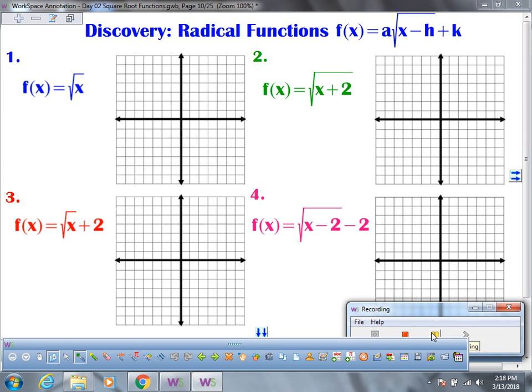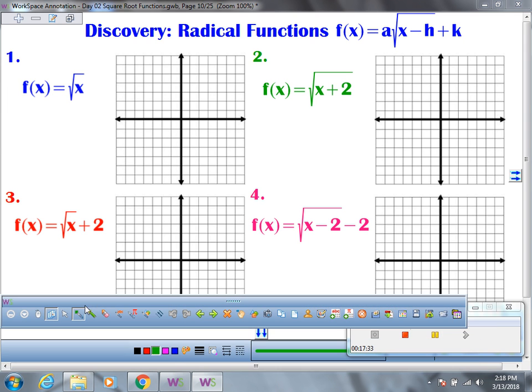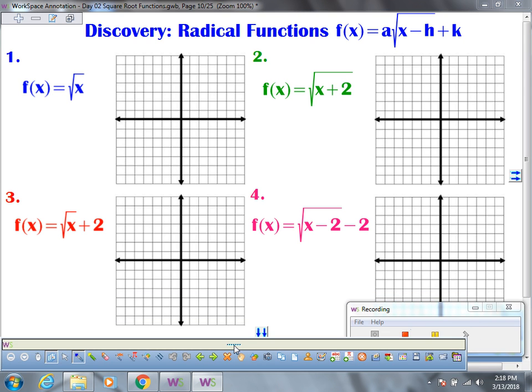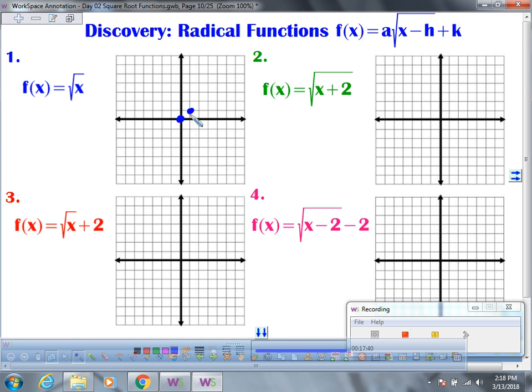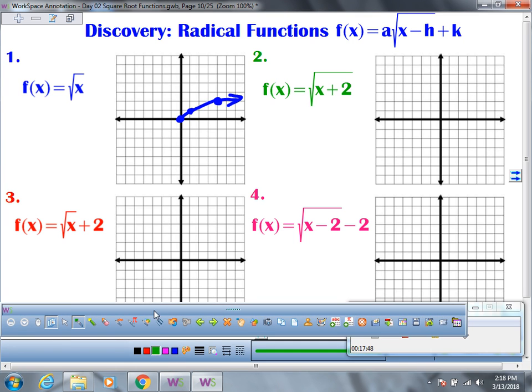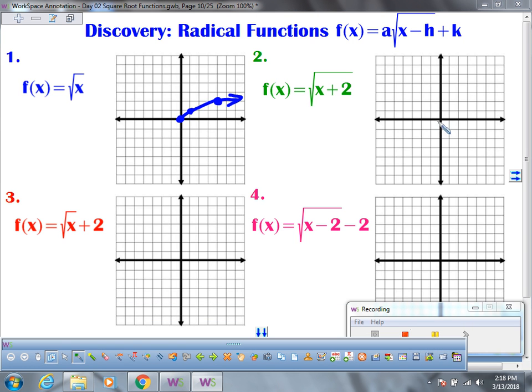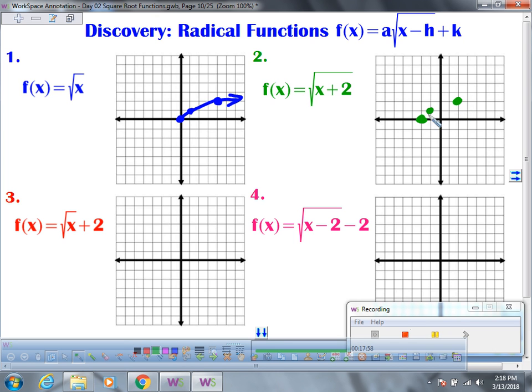Recording? All right, I'm going to go through these really quickly. So this is my parent graph. It's just 0, 0, over 1, up 1, over 4, 1, 2, 3, 4, up 2. Magic numbers. What happens when I add a +2 to the x? It shifts to the left 2. Same magic numbers. Over 1, up 1, over 4, 1, 2, 3, 4, up 2.